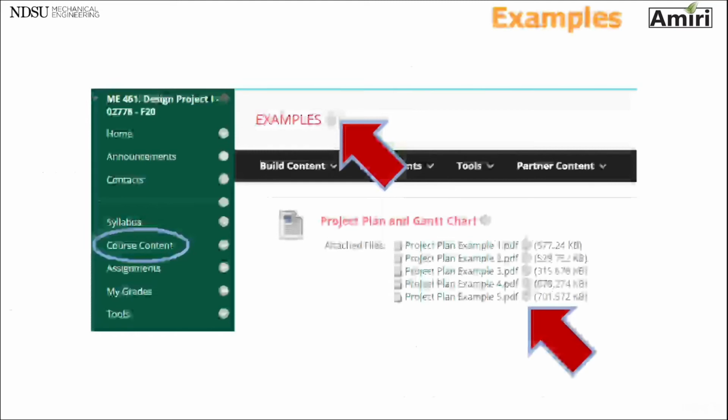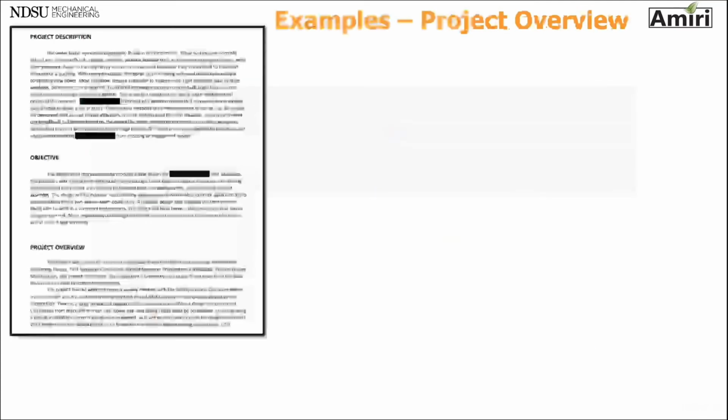So they don't have a risk plan, but they all have task lists and everything that needs to go into your project plan and a Gantt chart. So let's quickly look at some of them.